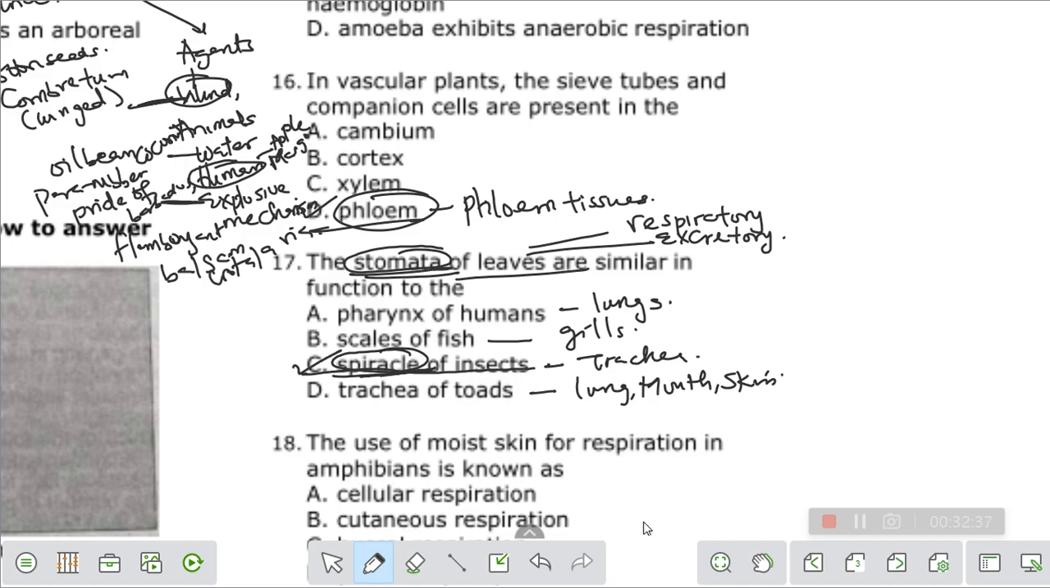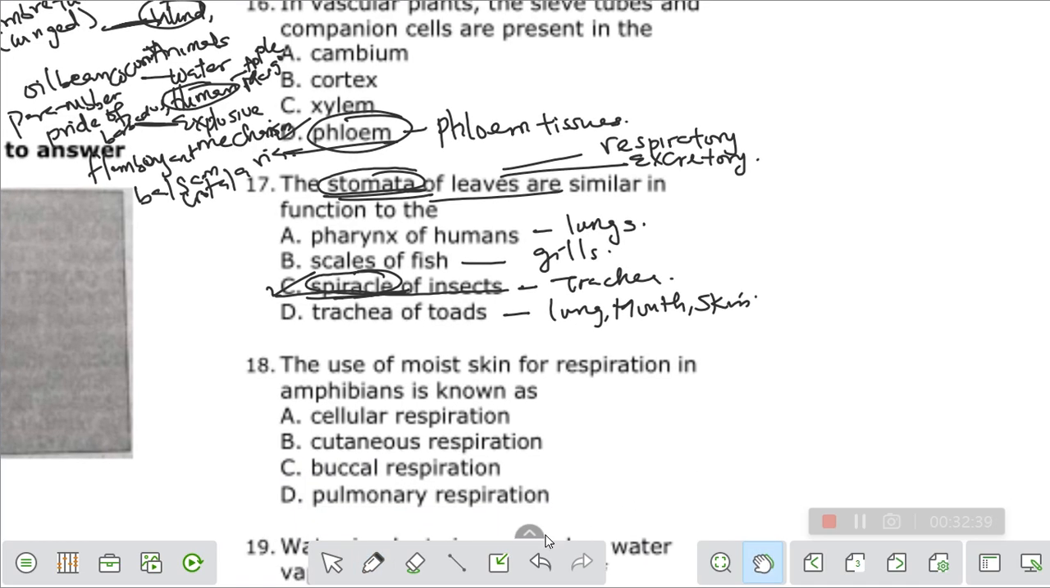So the use of moist skin for respiration in amphibians is cutaneous respiration. Buccal is that of mouth. Pulmonary is lung respiration. Cutaneous is skin, use of moist skin. And cellular respiration is not even applicable. I taught you the meaning of cellular respiration, so don't say I don't teach you.